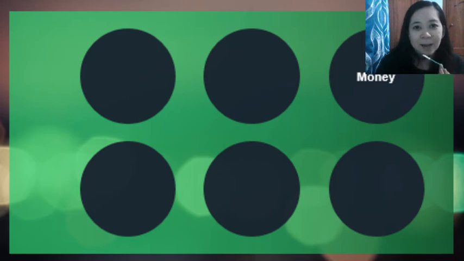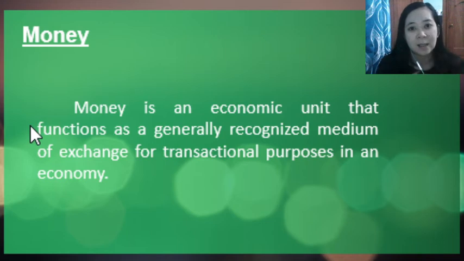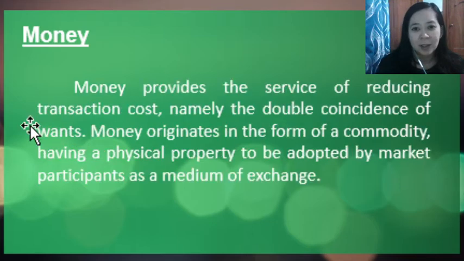Okay, so the next topic that we will be discussing under Module 7 is about money. Money is the economic unit that functions as a generally recognized medium of exchange for transactional purposes in an economy. So basically, when we say money, this is the medium of exchange being used to purchase goods or services, to pay for liabilities and other transactions. Money provides the service of reducing transaction cost.